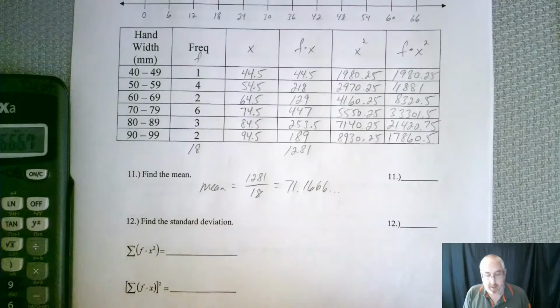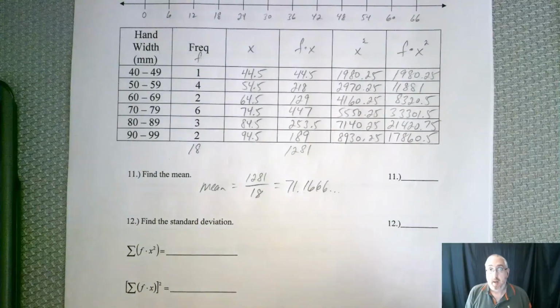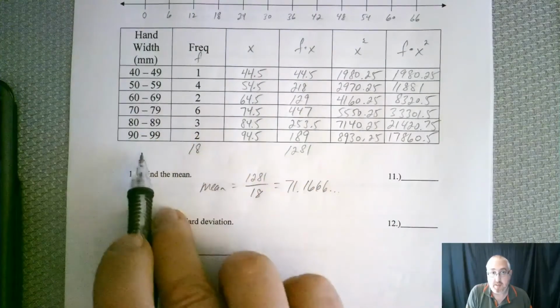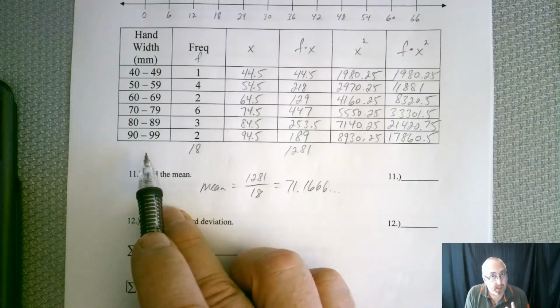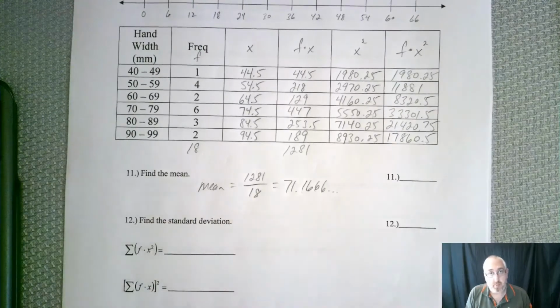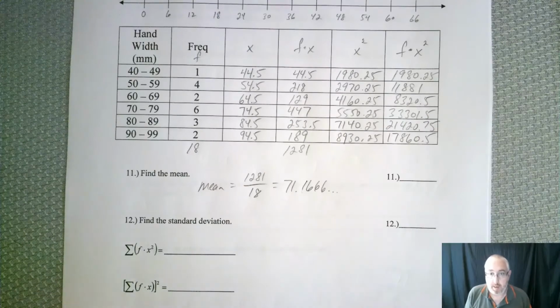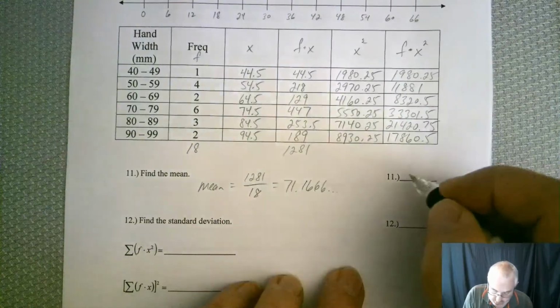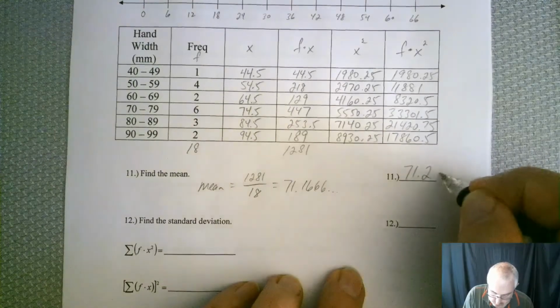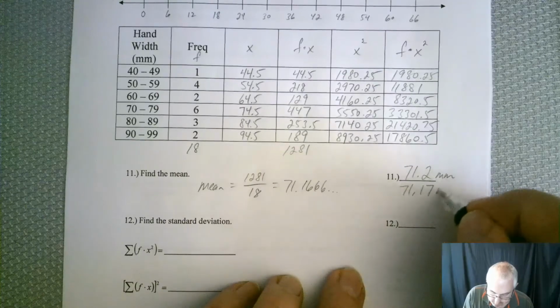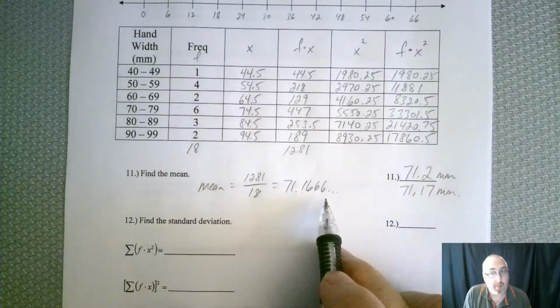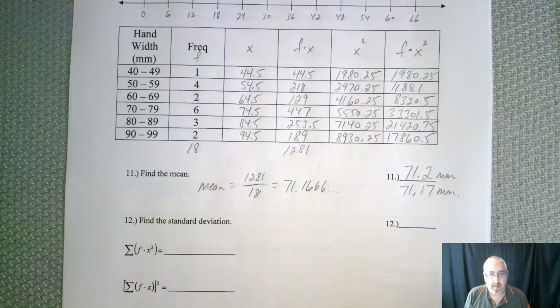71.1666. Now, rounding. Well, what should we round it to? Now, all of our data based off of these different classes would say that our data are whole numbers. So we really only need one decimal point. But as I said before, if you want to use extra decimal points, you can. Just make sure you round properly. So I would accept one of two answers. You could say 71.2 millimeters, or you would say 71.17 millimeters, because that would round properly. So either one of those would be acceptable.